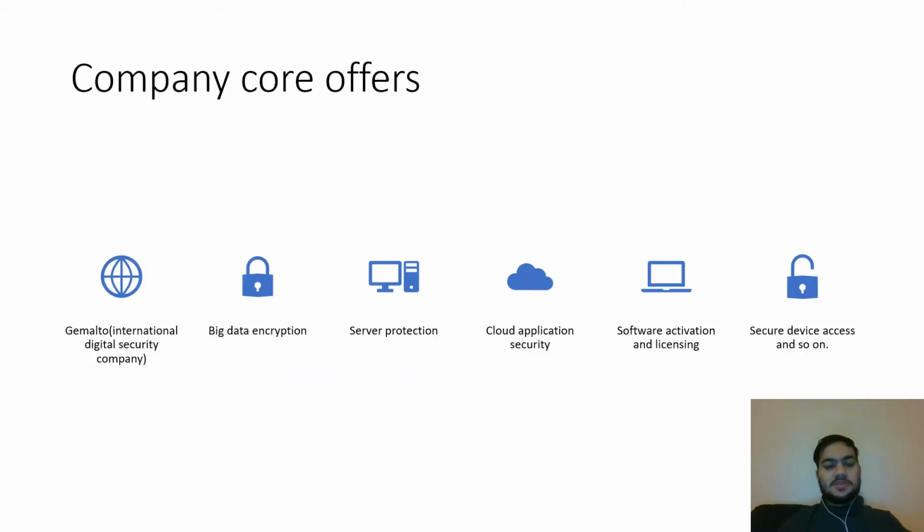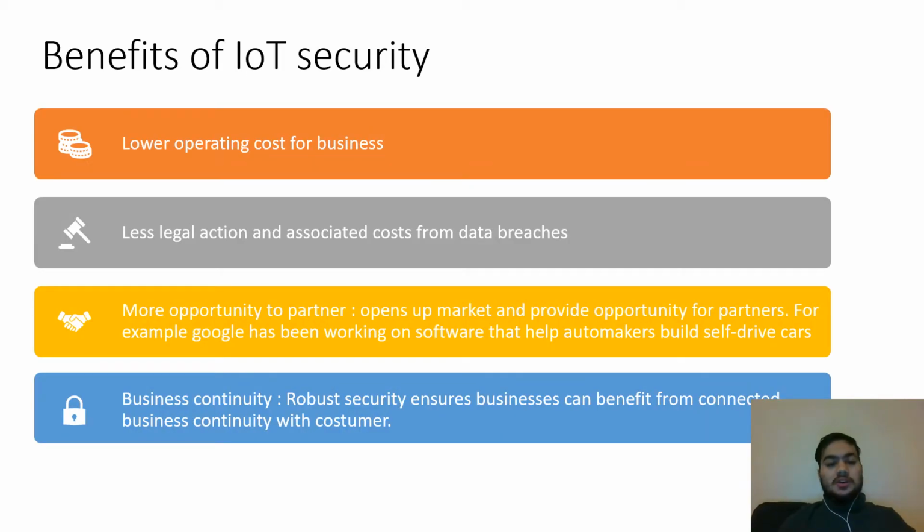That's best practices for Internet of Things security. And another is, I gave an example of the company which provides the core offer for securing IoT devices. So Gemalto, I gave an example of Gemalto, which is an international digital security company. It provides big data encryption, server protection, cloud application security, software activation and licensing, and secure device access, and so on. Those are the offers given by the Gemalto company, by which we can make our IoT device secured.